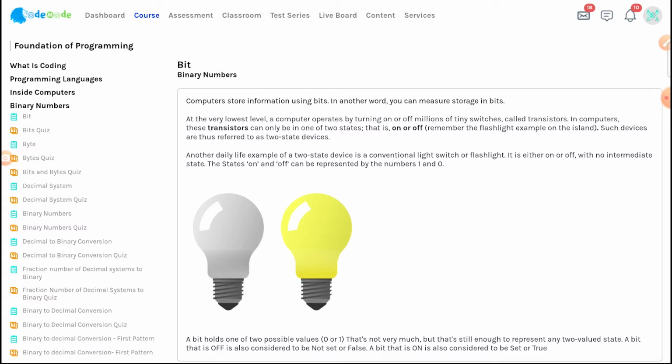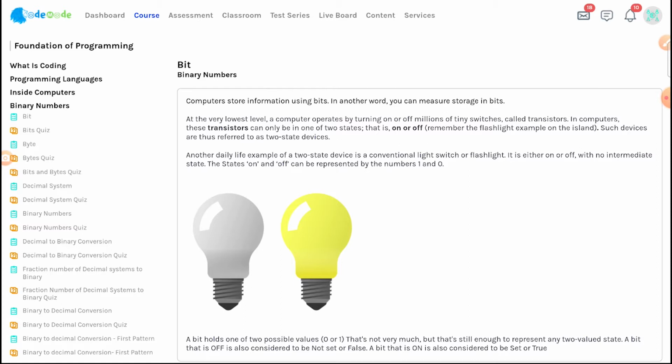Computers store information using bits. In other words, you measure the storage in bits. Anything that you measure has a unit. For example, when you measure your weight, you measure in grams, and there are more units similar to grams. At the lowest level, ounce and gram are some units in which you measure liquid, weight, and so on. Now for the memory in a computer, it's bits.